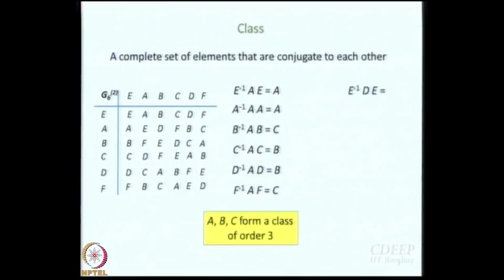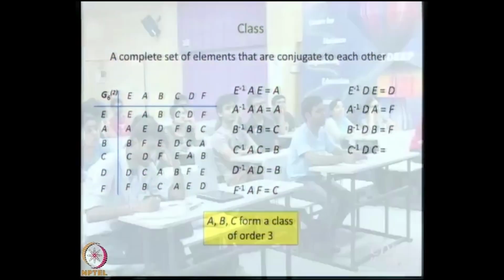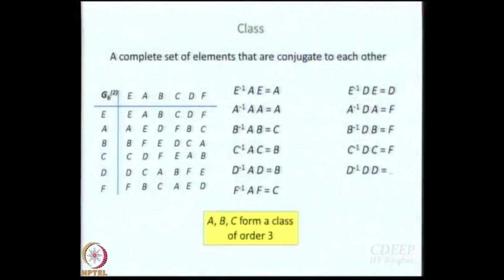But let us see. E inverse E is D. A inverse DA, what is that? F. So, D and F are conjugates to each other, and I think you can guess the remaining part of the answer. No matter what you do, if you start with D, you will get either D or F. B inverse DB is F. What is C inverse DC? What is D inverse DD? That is very simple. It better be D.